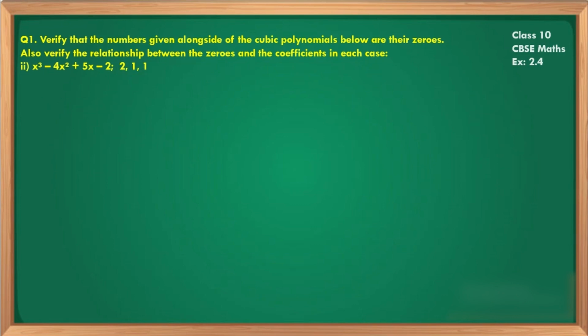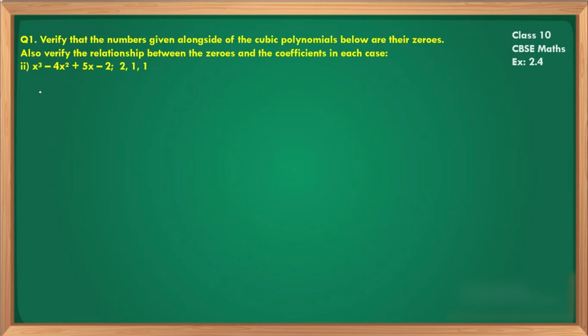Now we move on to question 1 part 2 in exercise 2.4. And the question says verify that the numbers given alongside the cubic polynomials below are their zeros, and also verify the relationship between zeros and the coefficients. Now they have given one cubic polynomial which has got 3 as the degree, and also they have given some numbers 2, 1 and 1. We have to find out whether these numbers are the zeros of this polynomial. If yes, then the second part of the question says verify them. Now we will go ahead with finding out whether they are zeros. We will take one by one.